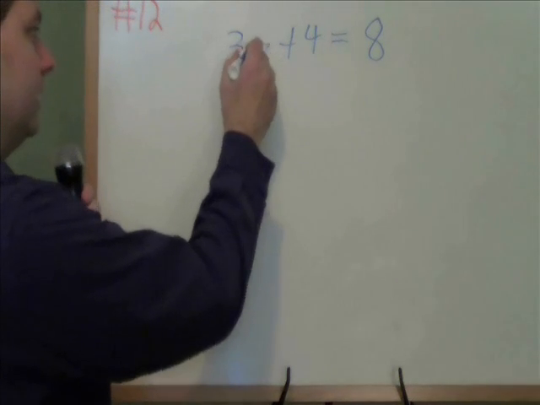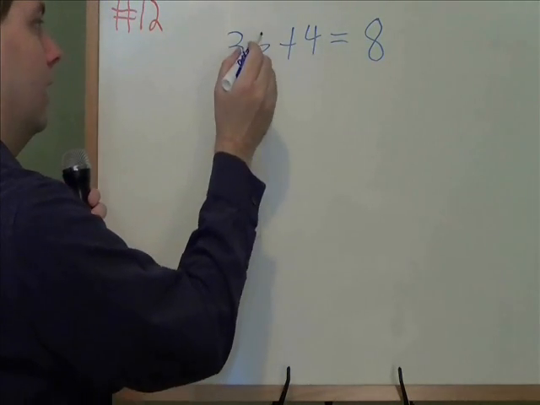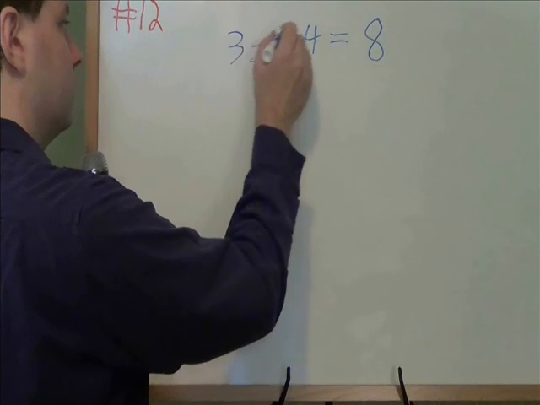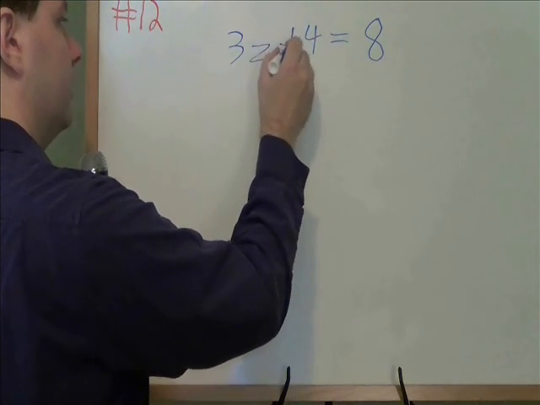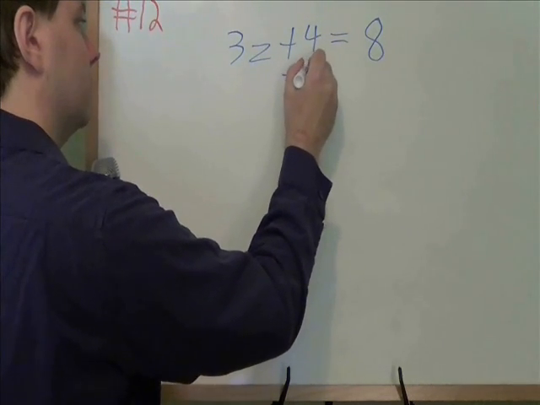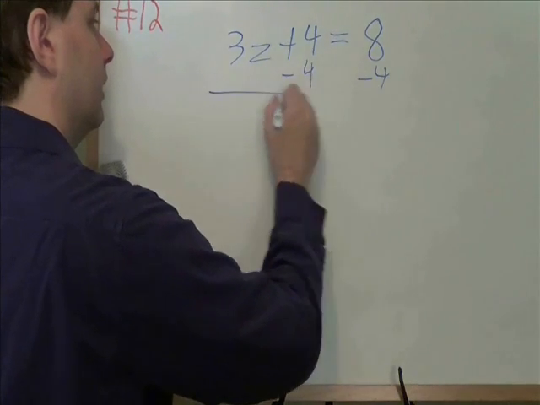On this problem, we need to get z by itself. Right now we have 3z plus 4. So when you want z by itself, you start farthest away from the z. You don't start with that 3 over there, you start with this 4 right here. How do you get rid of a plus 4? You do the opposite of plus 4, which is minus 4. You do that on both sides of the equal sign.